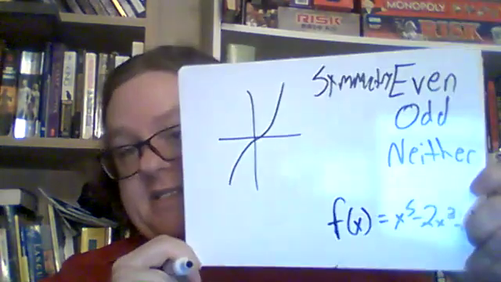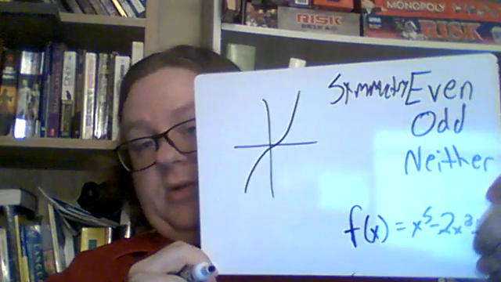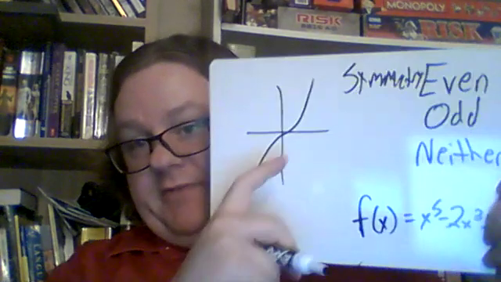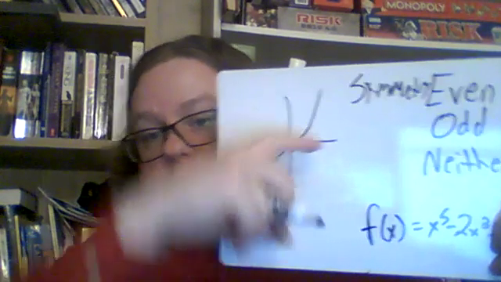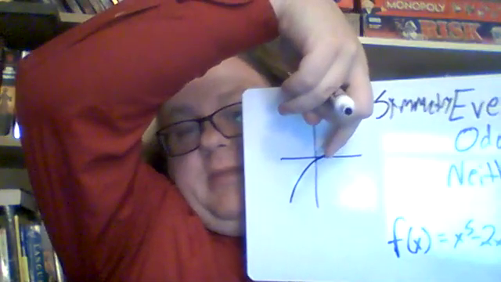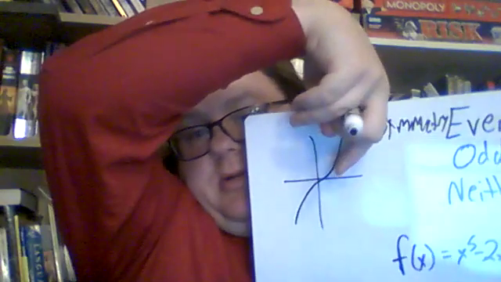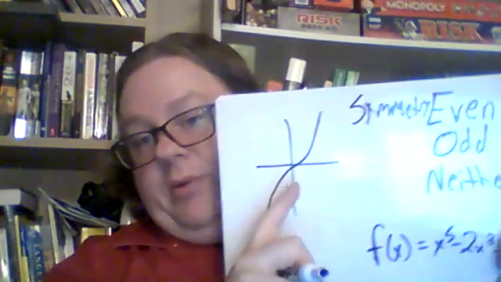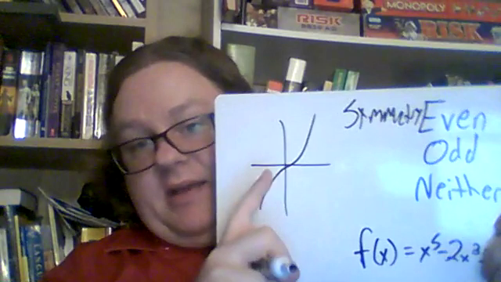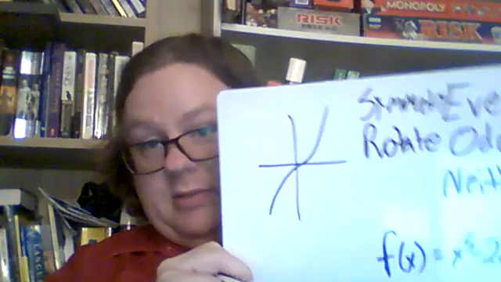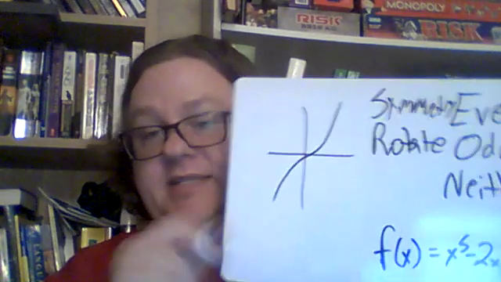If, on the other hand, it does something like this, then it's got what's called rotational symmetry. Meaning if you take this line and rotate it around, it would mirror that line, but only by rotating. See that rotation there? See what I'm doing? That's rotating around the origin. If it can do that, if it can rotate, it's odd. If it does anything else, it's neither.